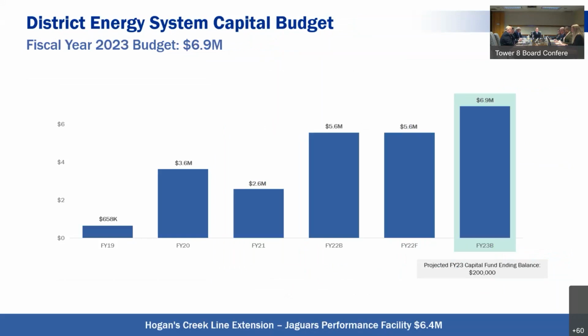All right, moving on to capital. The DES system capital budget is set at $6.9 million, which is a $1.3 million increase from 22, with the bulk of the CIP going to the Hogan's Creek line extension. The plan is to fund partially with current year funds and then the balance with the revolving credit facility.